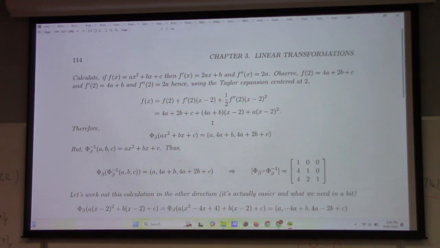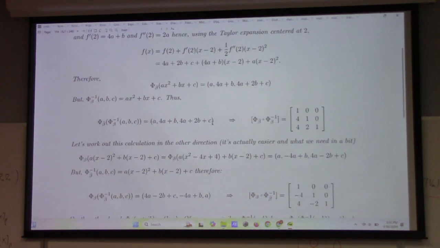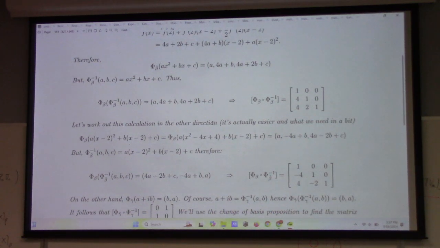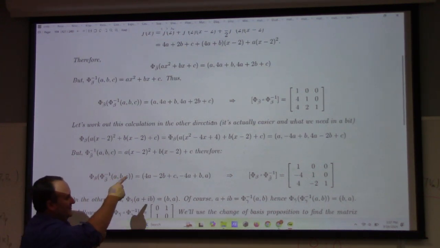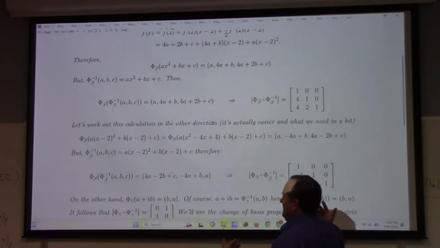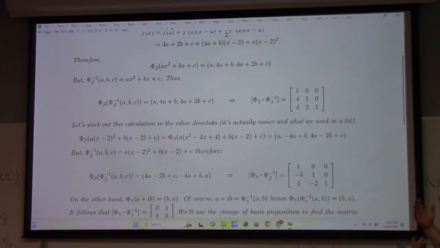On the other hand, what I do here, I just did it again. But this time I decided it was easier, rather than inverting that matrix, just to compose the maps in the other order and to find the inverse of that matrix. Why am I finding the inverse of that matrix anyway? I don't know. Apparently that and that are inverses. You can try.